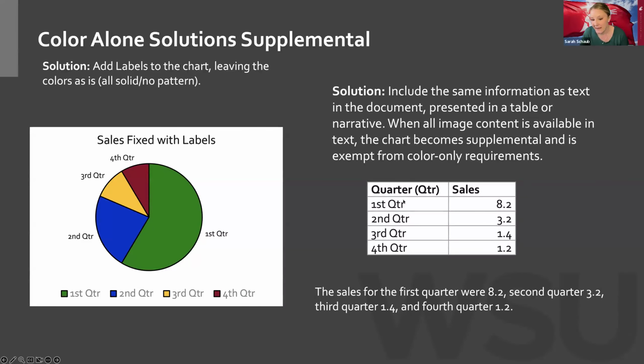I've provided an example of a table that includes the quarter and the sales information that would be a solution for this. Or you could use text, something like: the sales for the first quarter were 8.2, second quarter 3.2, third quarter 1.4, and fourth quarter 1.2. If that text narrative was included next to the pie chart, then that would satisfy the accessibility requirement for that chart.